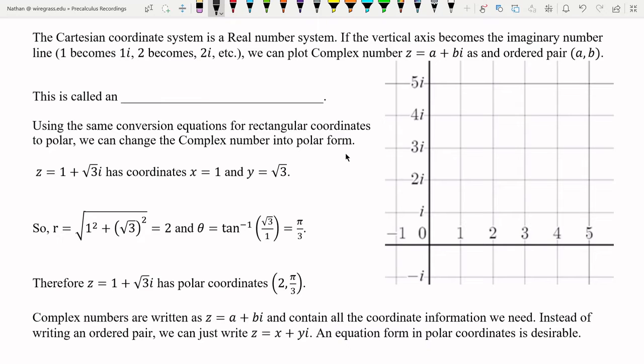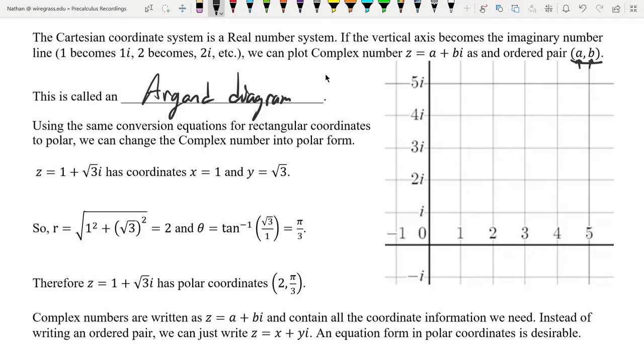The Cartesian coordinate system is a real number system. If the vertical axis, however, becomes the imaginary number line, like I have shown here, we can plot complex numbers z equals a plus bi as the ordered pair. So the x coordinate is a and the y coordinate is b. This is called an Argand diagram, just a way of plotting complex numbers.